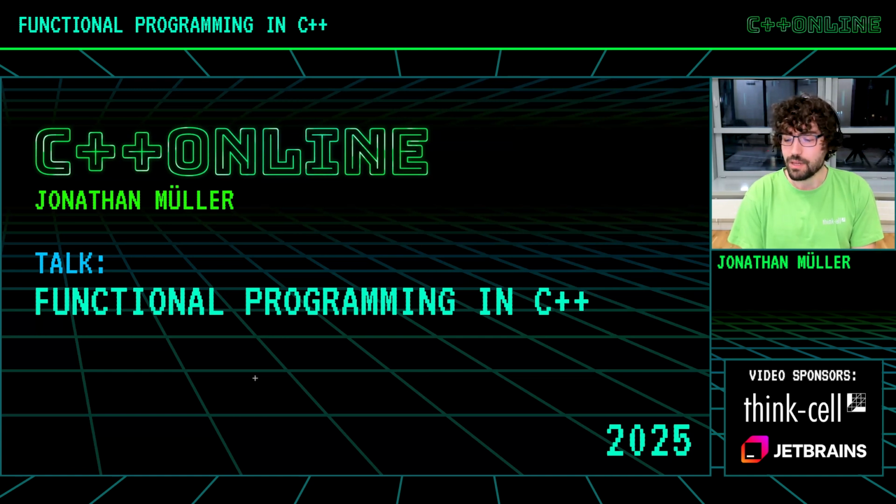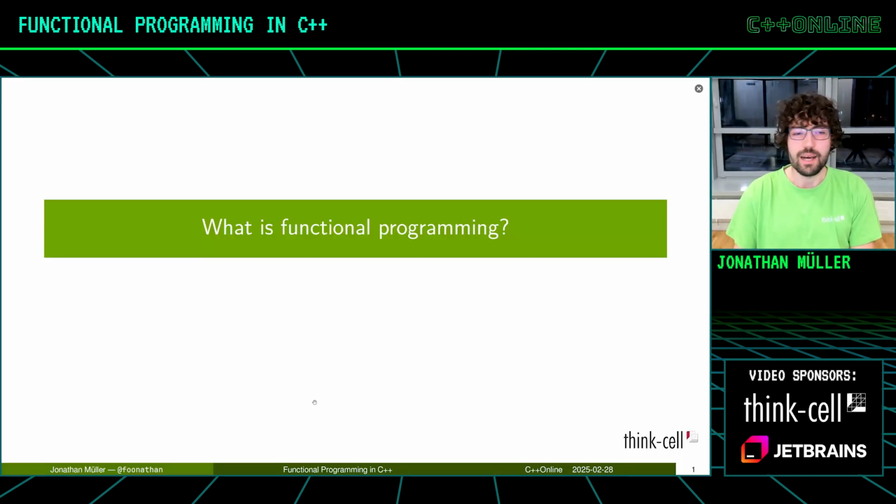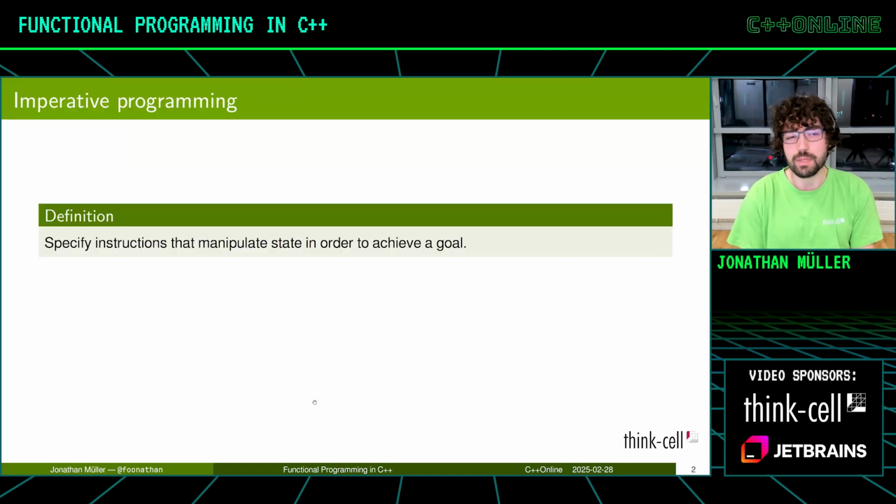So I'm going to talk about functional programming in C++. So first of all, the question obviously is, what is functional programming? Now, functional programming is best contrasted with imperative programming. Imperative programming is a programming style where you specify instructions that manipulate some state in order to achieve a goal. And C and C++ are mostly imperative programming languages.